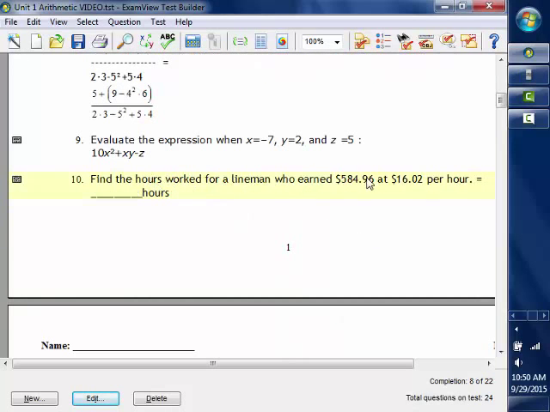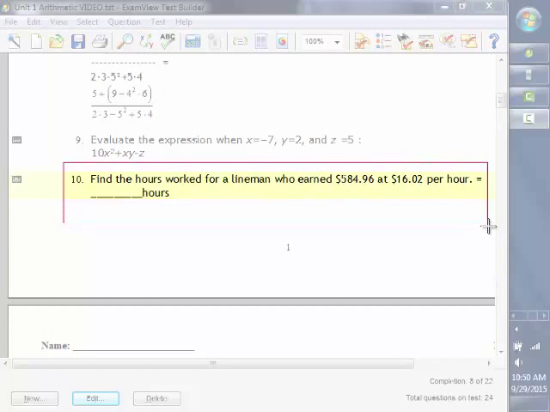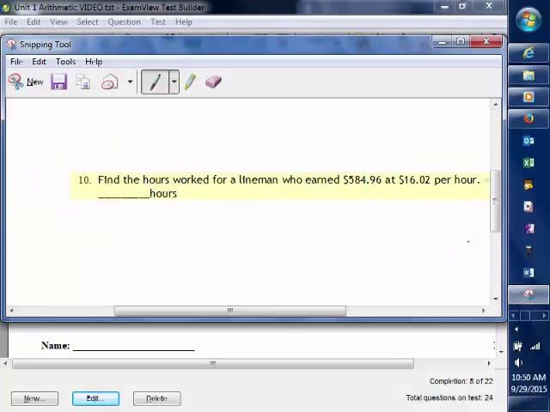Okay, find the hours worked. Okay, so this is maybe time to use our calculator. Find the hours worked.